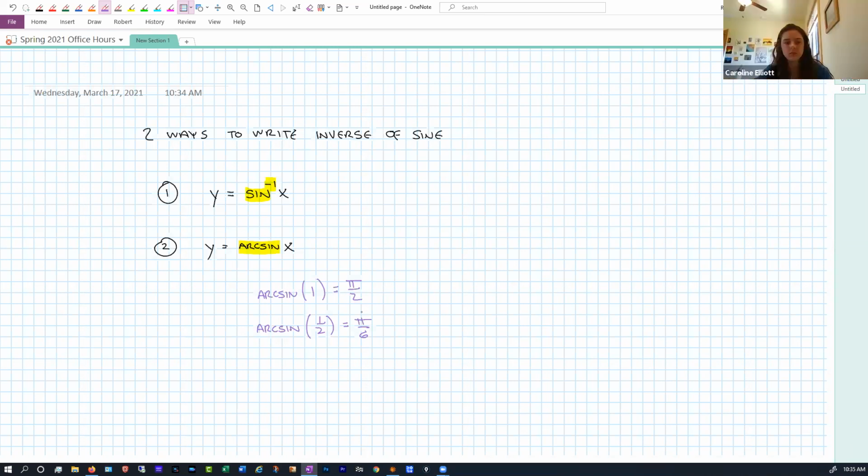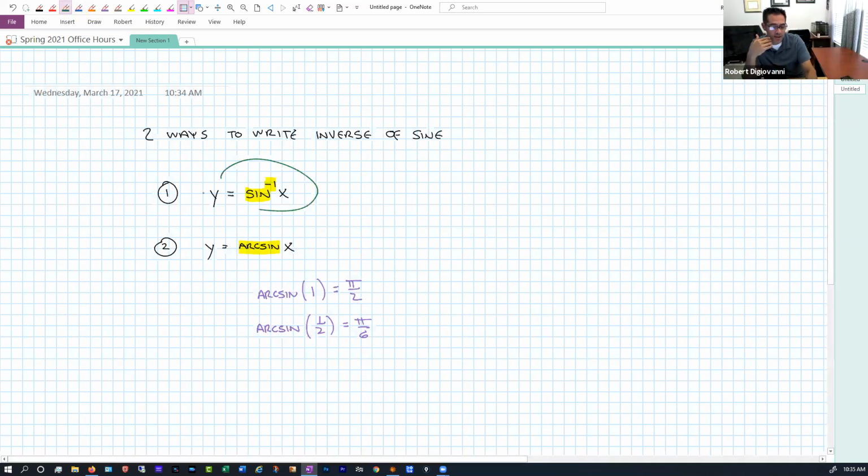We good? Is there a certain way you prefer us to say it or write it? I don't care. Me personally, I almost exclusively use the inverse notation, but I'll say arc sine. You've heard me say it a few times before. I say arc sine, or I'll say inverse sine, but notation wise, they're equivalent. Those are the same things.